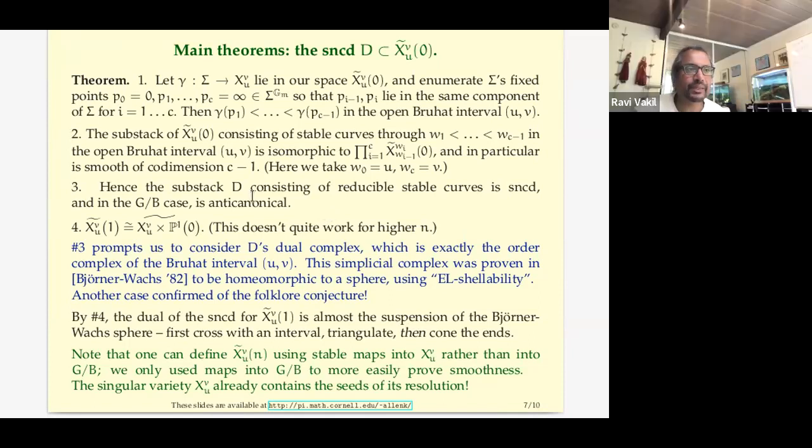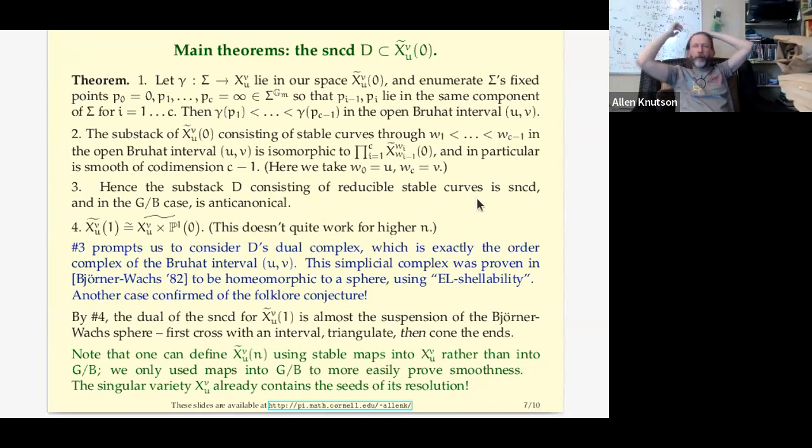Sorry, I missed why it was anticanonical. How did you know it was anticanonical? So here's how I would like to find out that something is anticanonical. Anticanonical means it arises by taking a section of the anticanonical bundle. And what's much better than being anticanonical is being equivariantly anticanonical, that it arises from an invariant section of the anticanonical bundle.